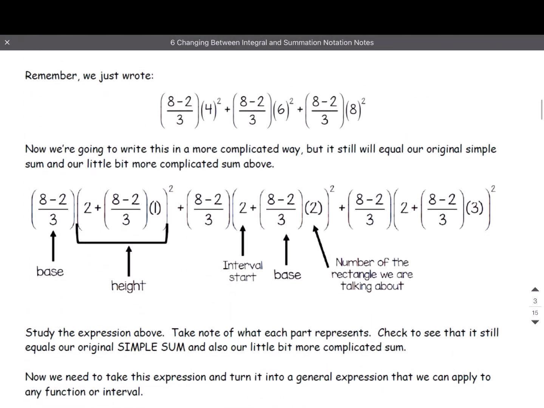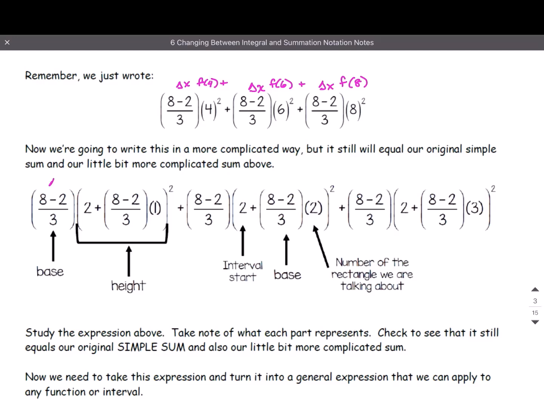So this 8 minus 2 over 3, that's delta x. So we have delta x times the 4 squared, right? That's what we've substituted, the 4 into the function. Delta x times 6 squared and delta x times 8 squared, right? This is just f of 4 plus f of 6 plus f of 8. So it's the same sum. Now we're going to write it in an even more complicated way, but it's still going to equal our original simple sum. It's just going to look different.